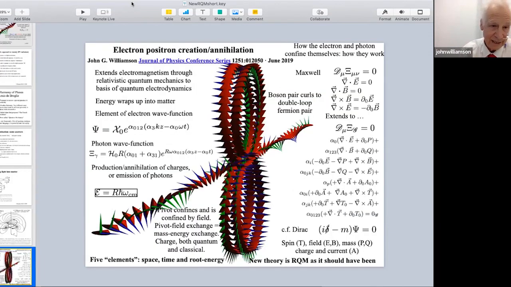And then this is the central side of the tool. This is the process of electron-positron creation or annihilation explained in detail. What happens is in electron-positron annihilation, this is a double-loop electron, this is a double-loop positron, electric field outward, electric field inward. Two things come together, they are oppositely rotating, they untwist into two photons, one going out, this one going out, and this one coming in. In fact, this shows the reverse process, electron-positron creation.